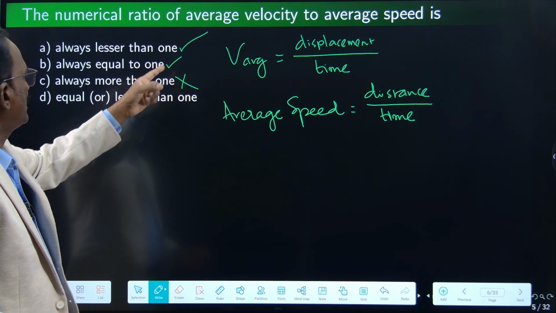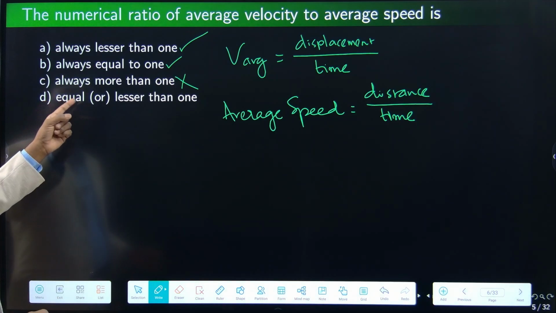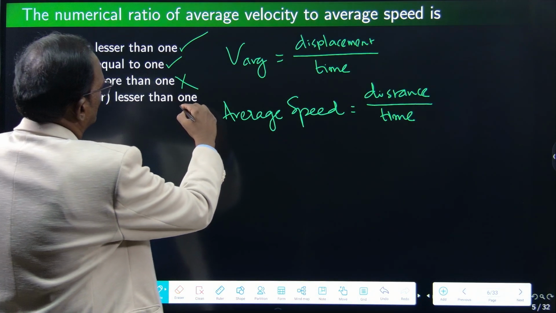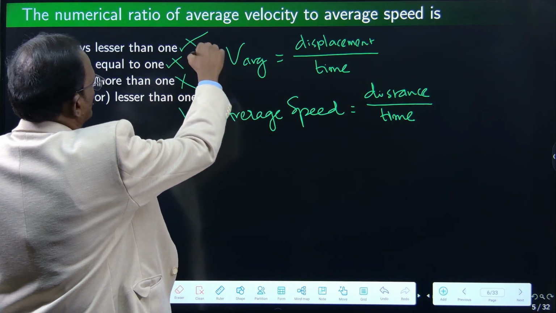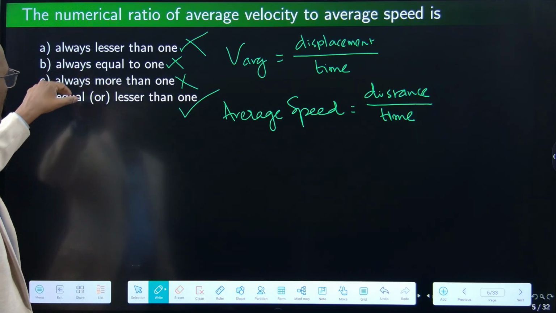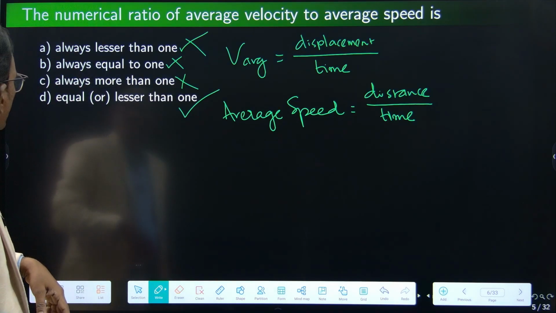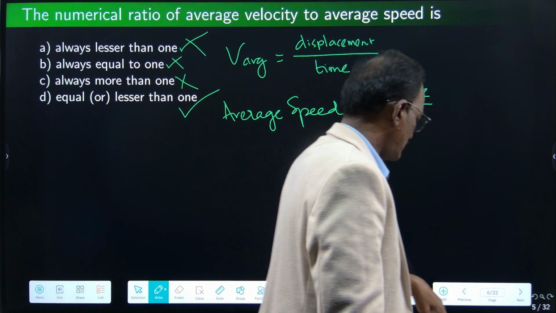Since there are multiple answers, you read the fourth option, equal or lesser than 1. So this is the right answer, you must choose. You should not choose option A or B. Option D is the right answer, the appropriate answer.